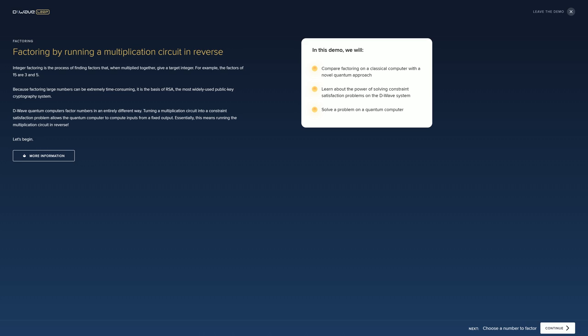Integer factoring is the process of finding factors that, when multiplied together, give a target integer. For example, the factors of 15 are 3 and 5, because 3 times 5 is 15. In reverse, starting with the result and finding the way. Because factoring large numbers can be extremely time consuming, it is the basis of RSA, the most widely used public cryptographic system.